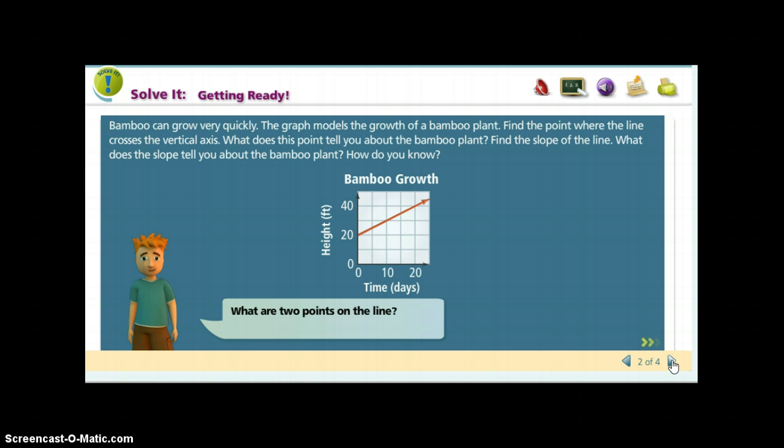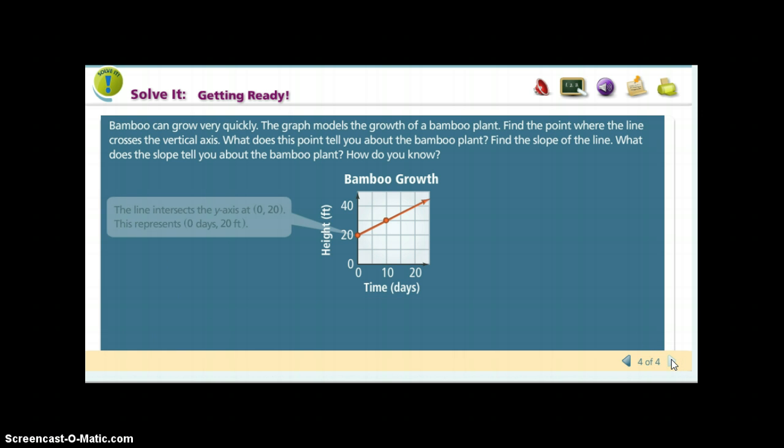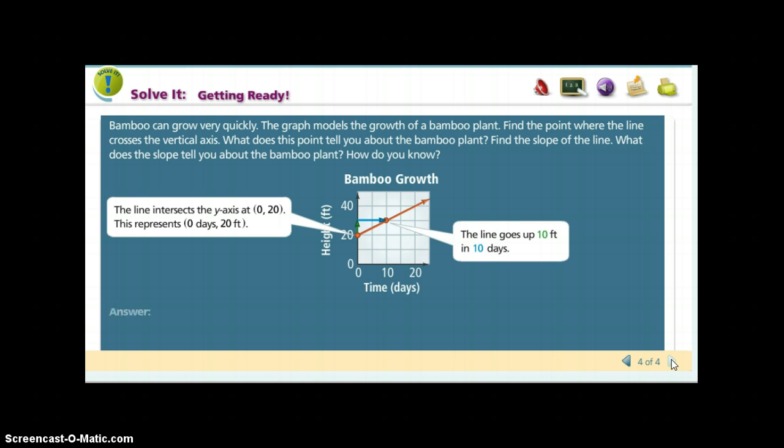What are 2 points on the line? The points 0, 20 and 10, 30 are both on the line. The point 0, 20 shows that the initial height of the bamboo plant is 20 feet. The line has a slope of 1, which means that the bamboo grows 1 foot per day.